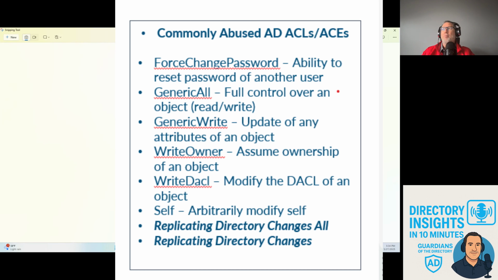The two that are bold here in the blue, ReplicateDirectoryChangesAll and ReplicateDirectoryChanges, are permissions that probably already exist in your environment if you're a hybrid Active Directory environment, but they're also the same permissions that allow an attacker to perform a DCSync attack in an organization.